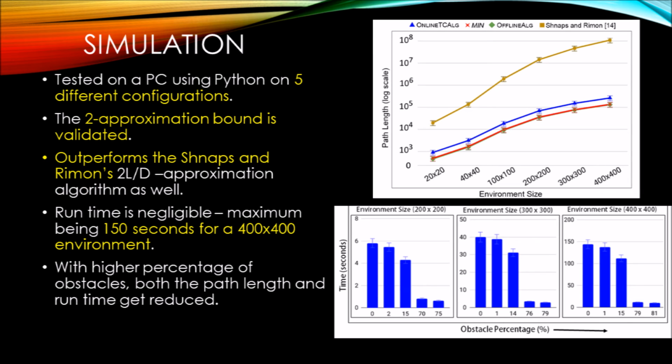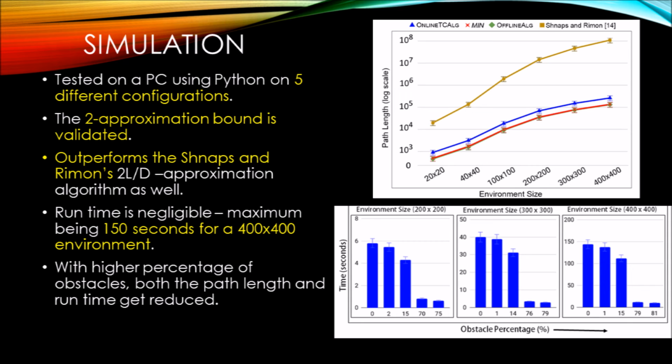We have tested our approach in simulation on a desktop computer on 5 different configurations, which can be seen in the next slide. We have validated our theoretical two approximation bound in the test cases as well. As can be seen in the figure on the top right, our proposed approach outperforms the state-of-the-art algorithm for the same problem in terms of path length covered by the robot.